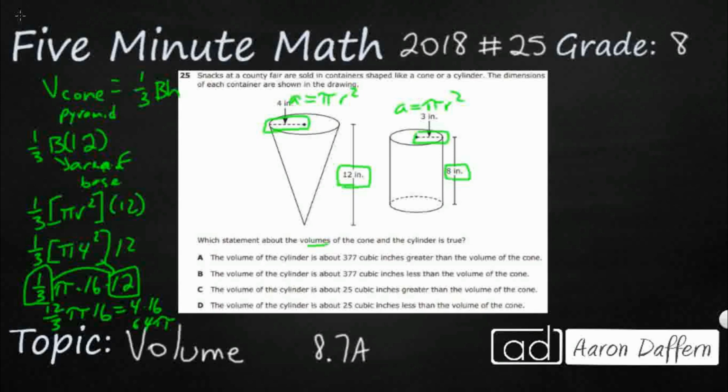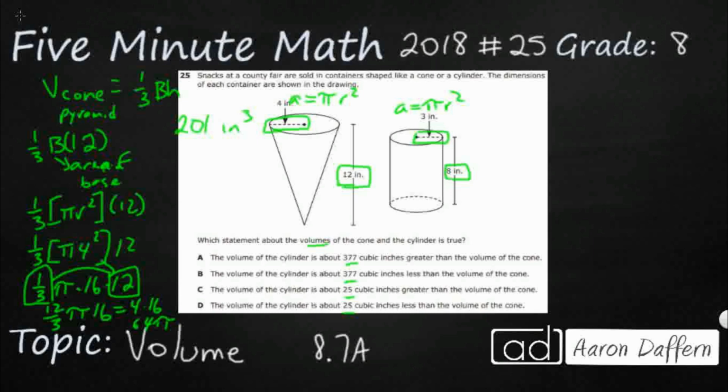If you don't have a pi on your calculator, you can just replace it with 3.14, which gets you close enough. So it looks like I've got 201.06, but since we're not necessarily going to the decimals, I'll just leave it at about 201 inches cubed.